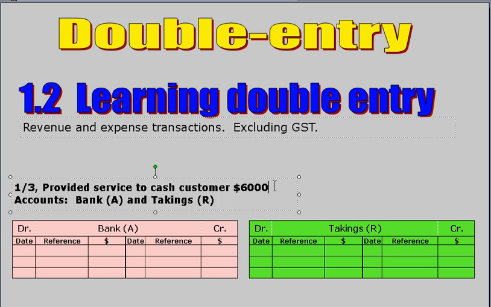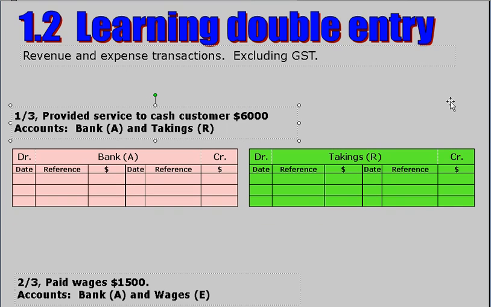This is a very simple revenue transaction for a simple service business. Think about an accountant providing a service to one of its customers. They receive $6,000 cash for providing that accounting service. The two accounts affected are the bank account and the revenue account, which in this case we'll call takings. The double entry accounting rules say an increase in an asset is shown by a debit entry. So we debit the bank and we write the name of the other ledger account affected, which is takings, and the value, which is $6,000.